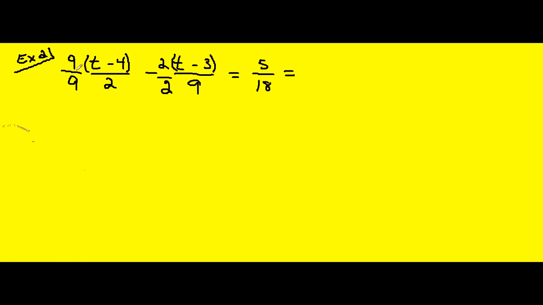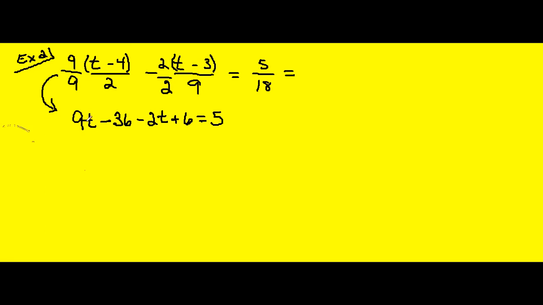And now I'm going to use the distributive property. I'll do this down here. That's going to be 9t minus 36. What do I got here? Negative 2 times t, which is negative 2t. And that's going to be plus 6. That's going to equal 5. And there we are again. We've got a nice equation to solve for t.